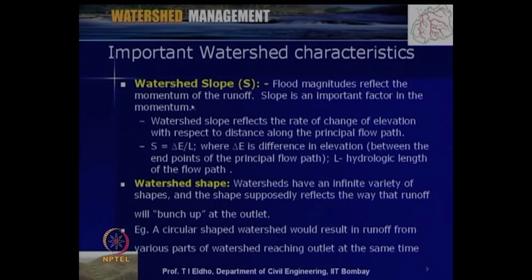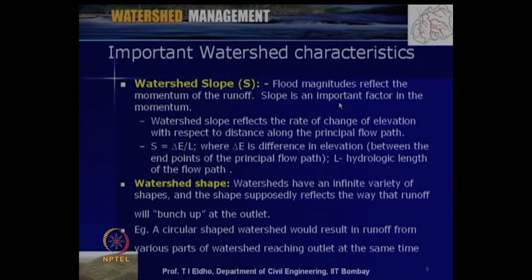Then some other important parameters, like watershed slope. According to the slope, when the precipitation takes place, the runoff will evolve according to the watershed slope. The flood magnitudes reflect the momentum of the runoff, so slope is an important factor in the momentum. Here you can see that there is a steep slope as far as this watershed is concerned.